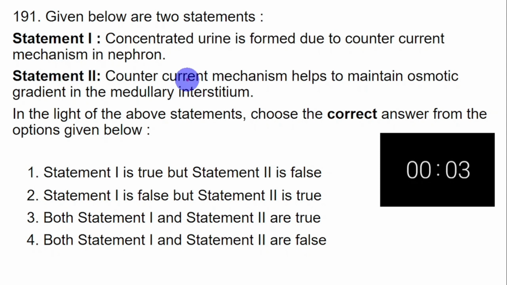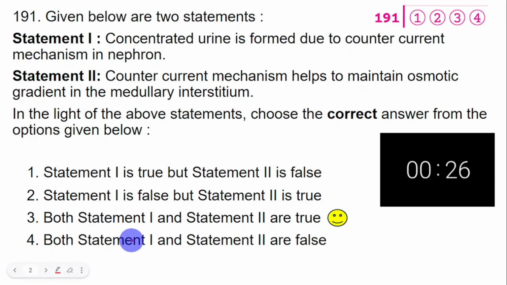Statement 1 says concentrated urine is formed due to countercurrent mechanism in nephron. This is correct. Statement 2 says countercurrent mechanism helps to maintain osmotic gradient. Yes, in the medullary interstitium. This is also correct. So both the statements are correct. You will have to mark option 3 as the right answer. Mark it on the OMR sheet. And we are done with this question.